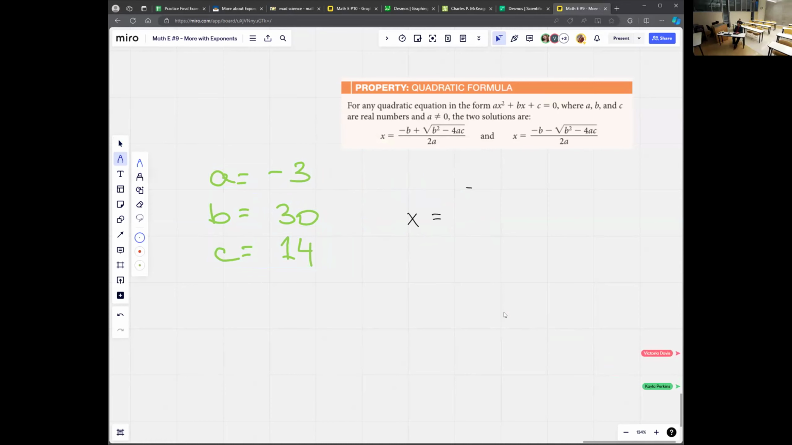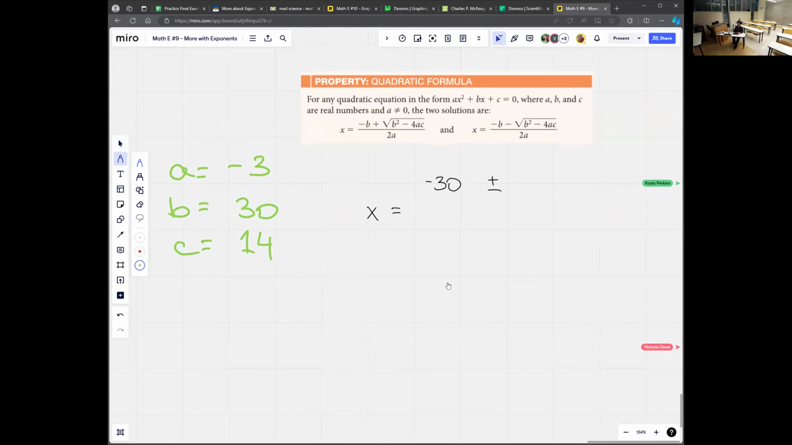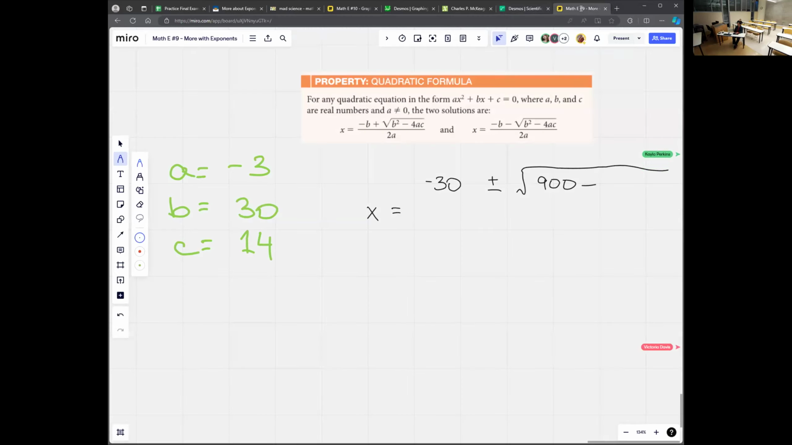So -B, -30. Then it could be plus or it could be minus. Either one works. I'm going to write them together because that's easier. Plus or minus the square root of B squared minus 4AC. B squared, 30 times 30 is 900. 3 times 3 is 9 with 2 zeros. Minus 4 times A times C. So 4 times 3 times 14 gives me 168. All of that over twice A, so -6. Did I plug everything in correctly?